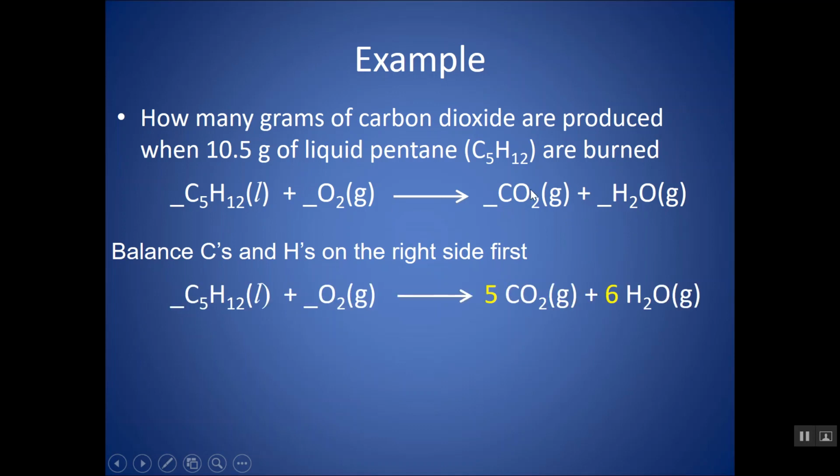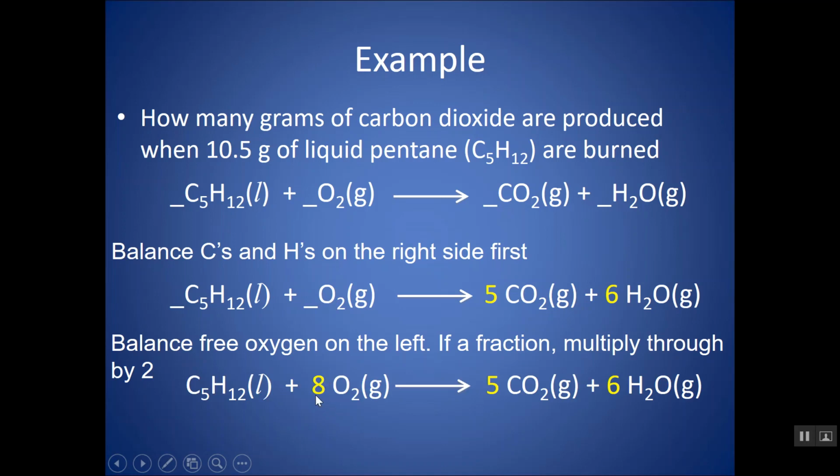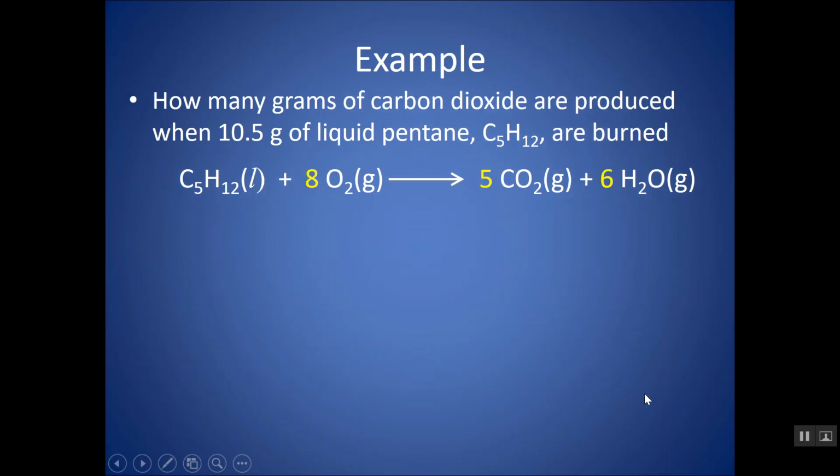So I would need 5 CO2s and 6 H2Os to balance out the carbons and hydrogens. And now I'll notice there's 10 oxygens and 6 oxygens, so all together 16 oxygens on the right. I need 16 oxygens on the left. Since O2 is multiplied by 2, I would need half of 16, or 8 O2. And this would remain a 1. So these are my coefficients. Now I can go into my problem. So sometimes you might have to write a balanced reaction first.